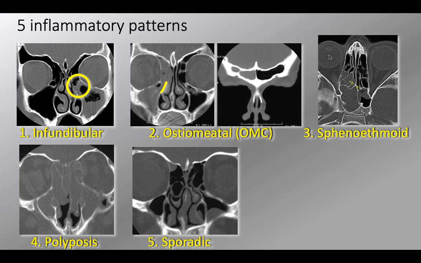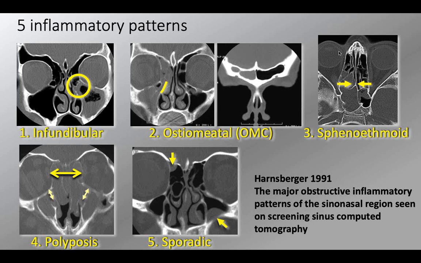Then we have the posterior obstruction of the sphenoethmoid recess, and all these three patterns are actually obstruction of the mucociliary drainage routes. The fourth pattern is polyposis, and you recognize the remodeling of the ethmoid sinuses and also the widening of the ethmoid infundibulum. All the rest that does not fit into the first four patterns we call sporadic, and it could be small polyps, small mucosal lining thickenings, retention cysts.